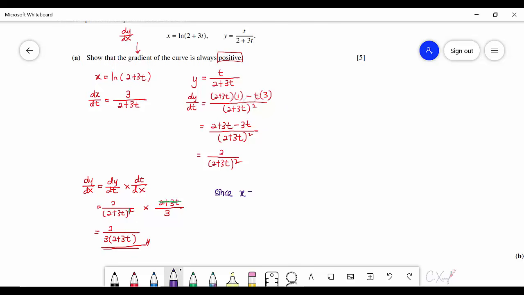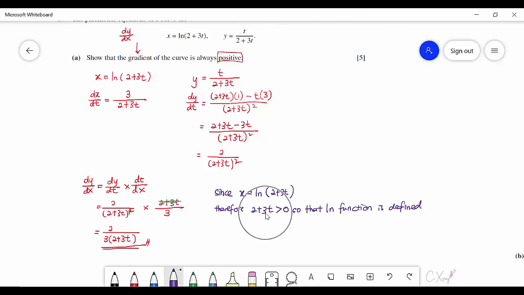So since x is equal to ln(2 plus 3t), therefore the 2 plus 3t must always be greater than 0, so that the ln function is defined. Because if 2 plus 3t equals a negative value, then the ln function will not be defined. You'll get a math error. So from here you know that 2 plus 3t must be positive, must be greater than 0, so that the ln function is defined.